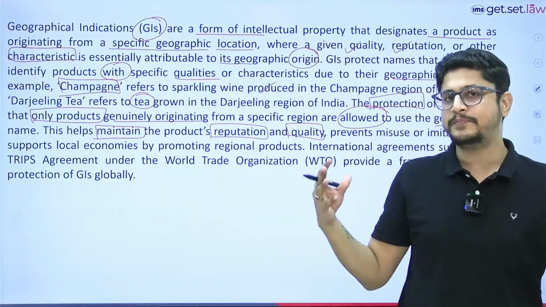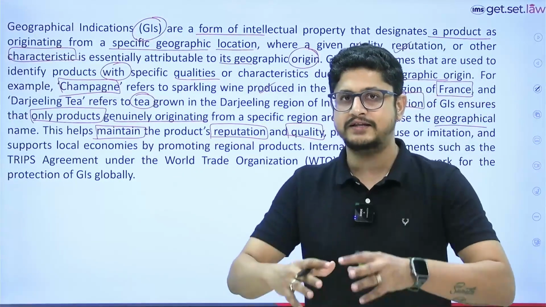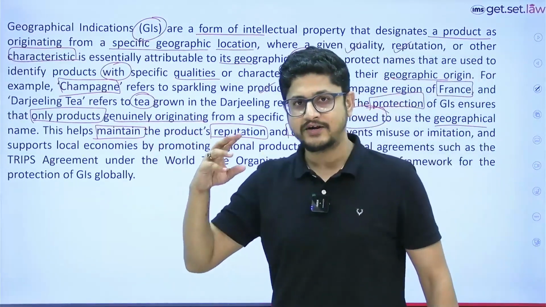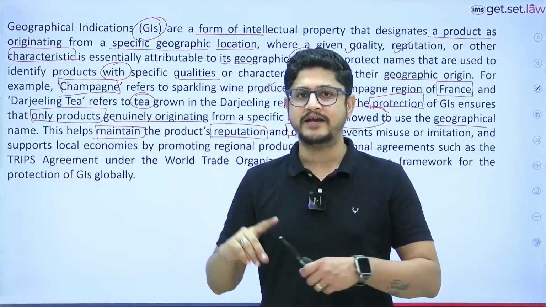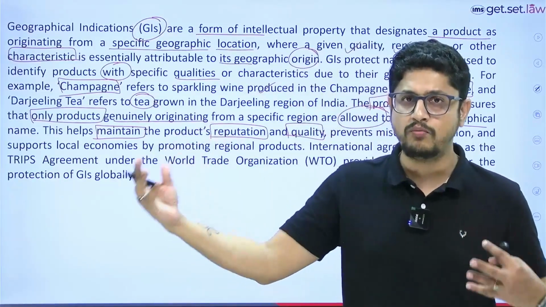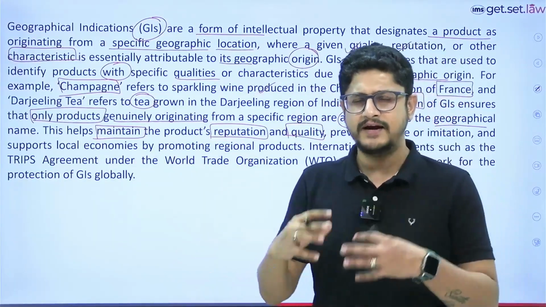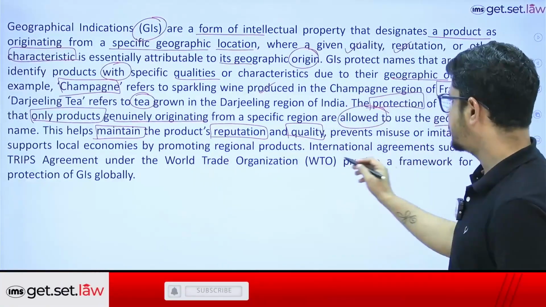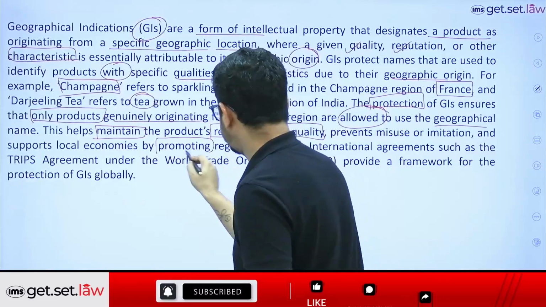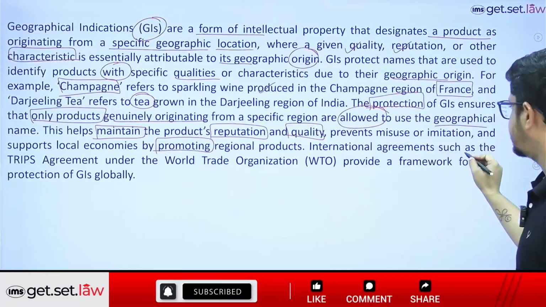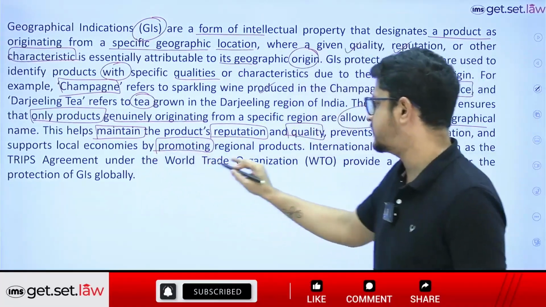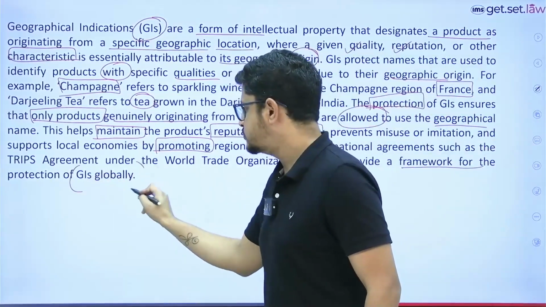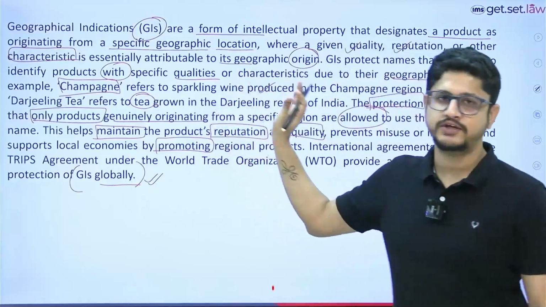Now they are preserving their own product, it's a cultural thing, right? That is where they talk about the northeastern part, there are multiple ways, like the momos there become very special, right? But have they got a GI tag or not? That's a different question. Okay? Now promoting, that's the promotion part which they talk about. International agreements such as the TRIPS agreement under the World Trade Organization provide a framework for protection of GIs globally. This is what was there in the paragraph.